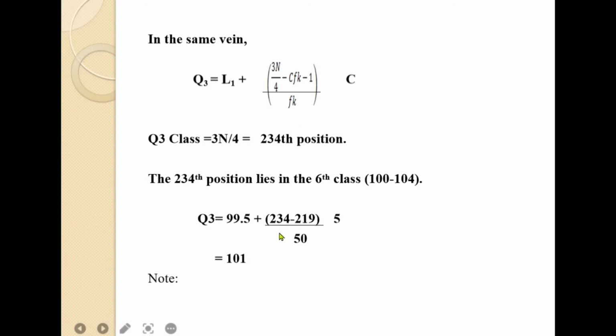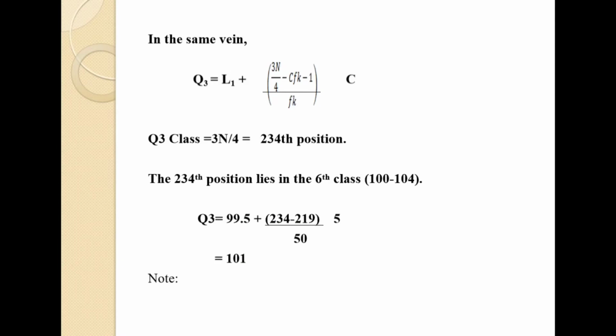The frequency of that class is 50 multiplied by 5, which is the class size. 100 to 104 have 5 numbers in between them. When we solve this mathematically, 234 minus 219 divided by 50 multiplied by 5, and we add it to 99.5, we get the sum of 101. So the Q3 is 101.